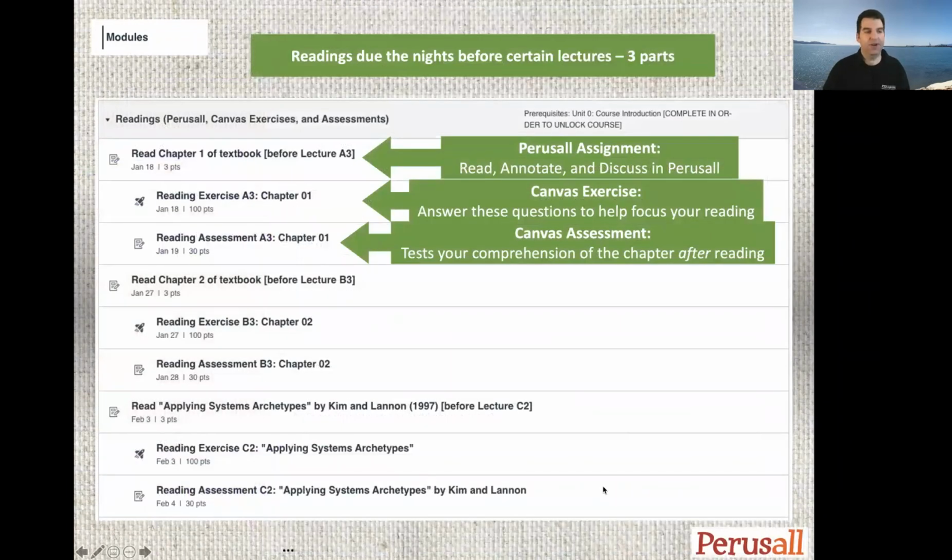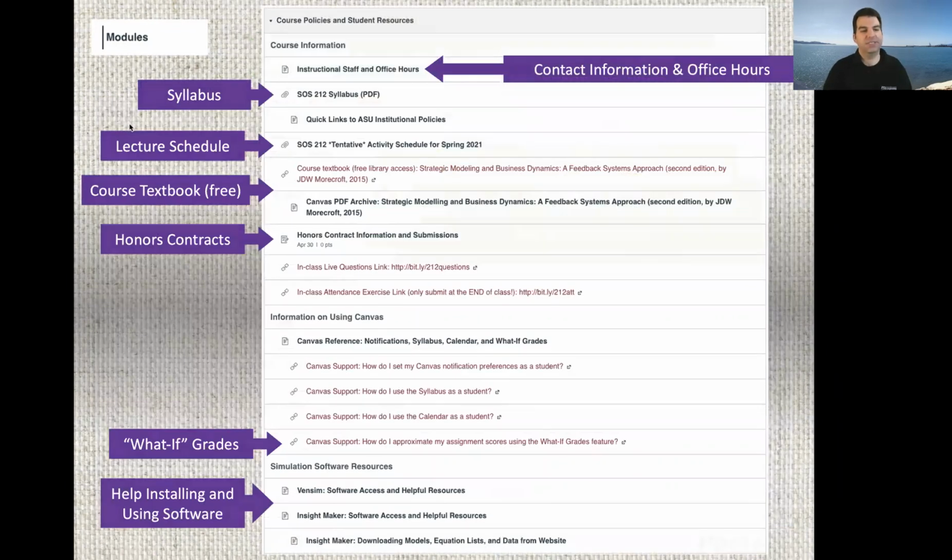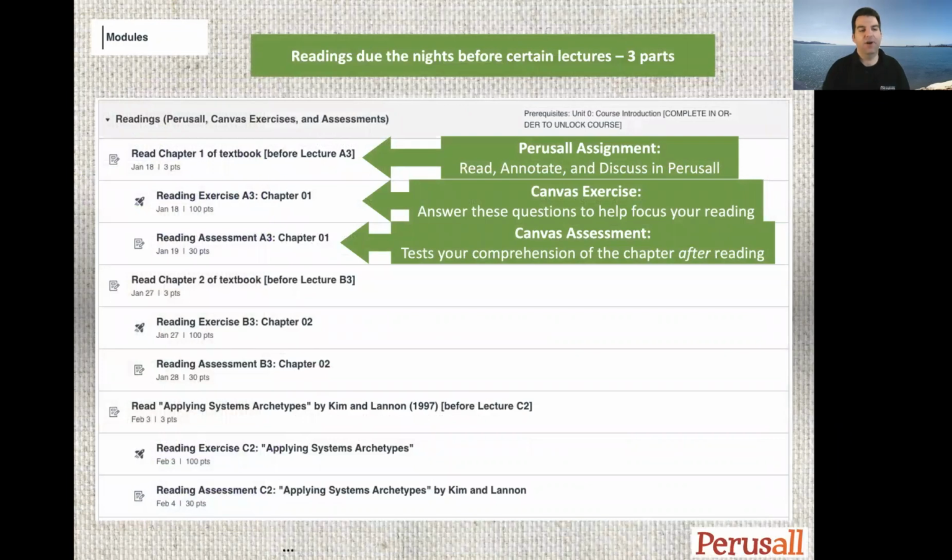The other big one I want to open up here is readings in the Canvas module. As I'll talk about in a second, there are readings that are associated with certain lectures. For example, lecture A3 has reading chapter 1 of the textbook associated with it. 15% of your course grade is associated with readings: 5% to Perusal assignments, 5% to reading exercises, and 5% to these reading assessments. And there are drops in there as well. We drop your lowest and then a certain number of these, and that's shown on the syllabus. I'll talk about that in a bit.